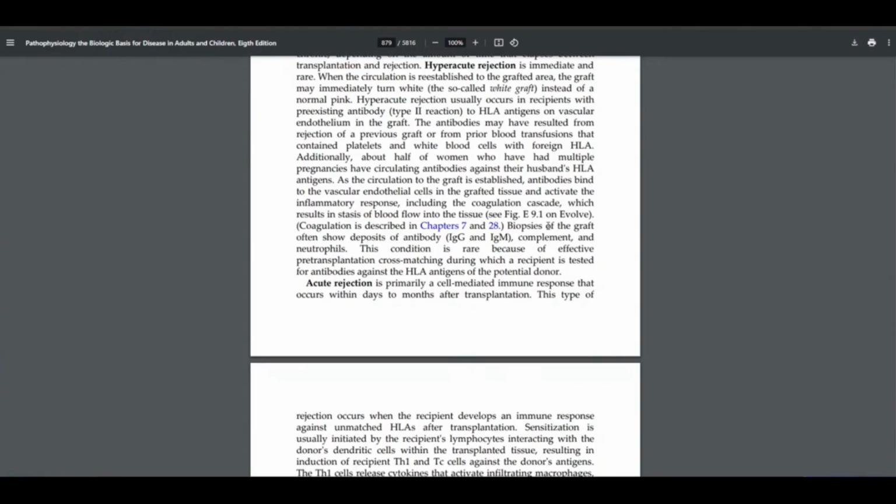The antibodies may have resulted from rejection of a previous graft or from previous blood transfusions that contained platelets and white blood cells with foreign HLA. Additionally, about half of women who have had multiple pregnancies have circulating antibodies against their husband's HLA antigens. As the circulation to the graft is established, antibodies bind to the vascular endothelial cells in the graft tissues and activate the inflammatory response, including the coagulation cascade, which results in stasis of blood flow into the tissue.